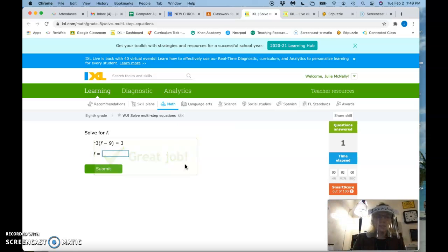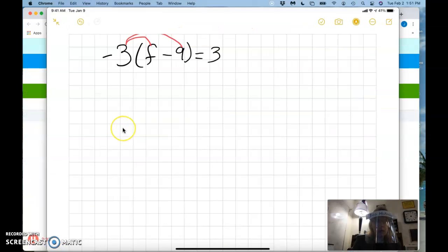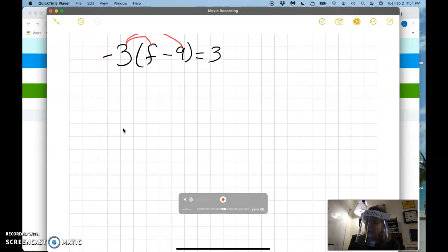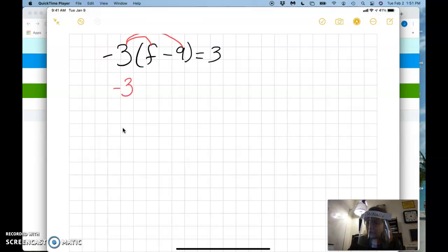All right. Okay, so the next problem is another one with the distributive property. So I'm going to have to distribute this negative 3 onto everything inside the parentheses. And you can't see my screen. There we go. So negative 3 times f is going to be negative 3f. And negative 3 times negative 9 is going to be a positive 27. And then bring down the equals 3 because we haven't used that yet.